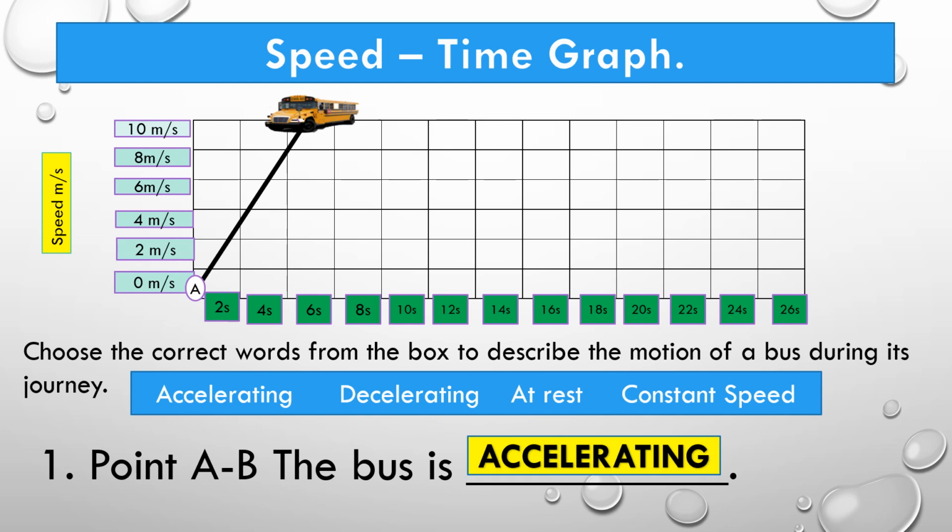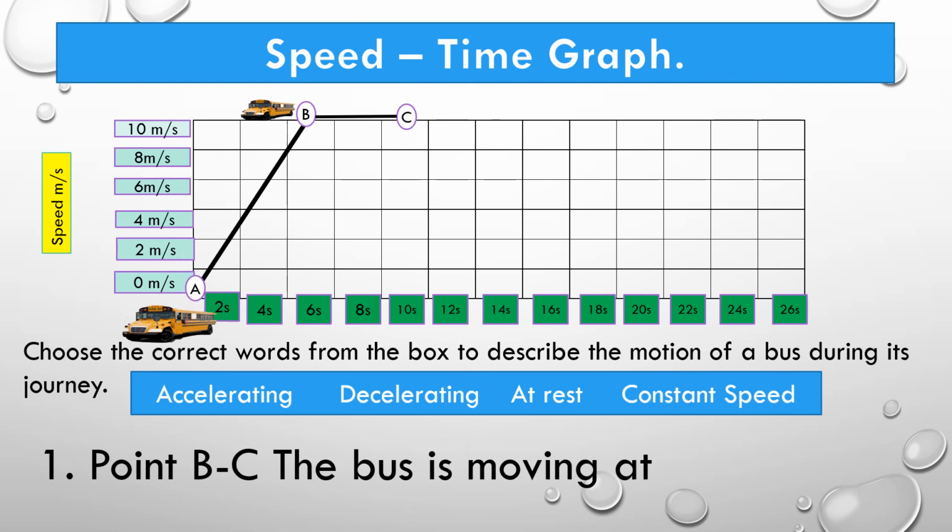Okay, so let's answer, we have to choose the correct word. Kung sinabi nating accelerating, bumibilis. Kung sinabing decelerating, bumabagal. Kung sinabing at rest, walang galaw. Or constant speed, hindi nagbabago yung speed, the same. Okay? So, for point A and point B, yung bus, nag-travel siya from point A to point B. So, the bus is accelerating. Bakit accelerating? Kasi diagonal. Okay, pataas.